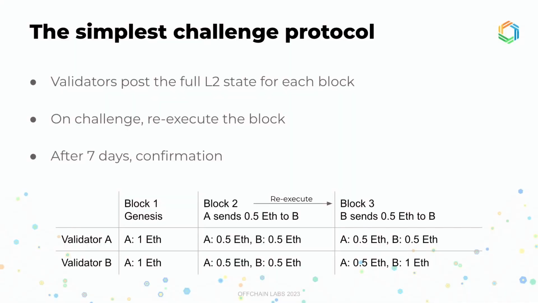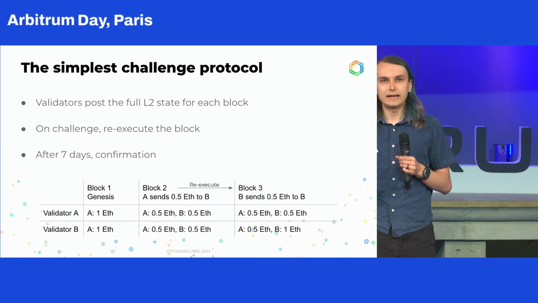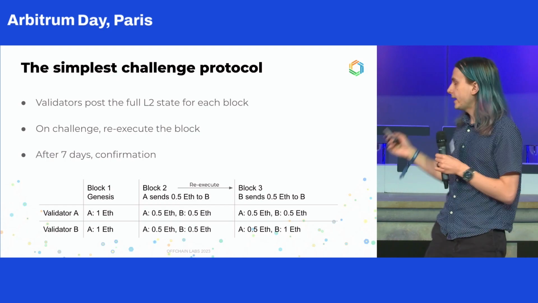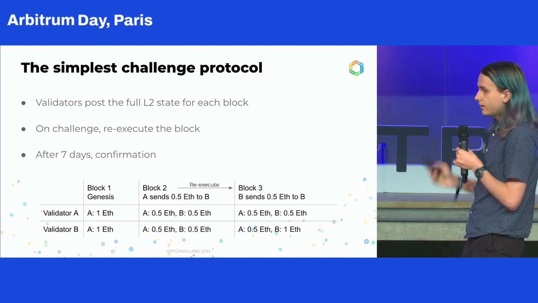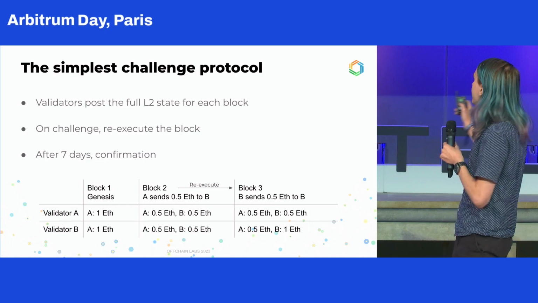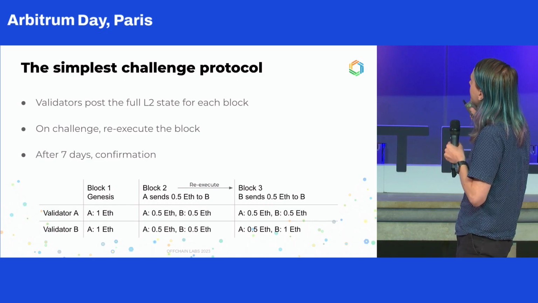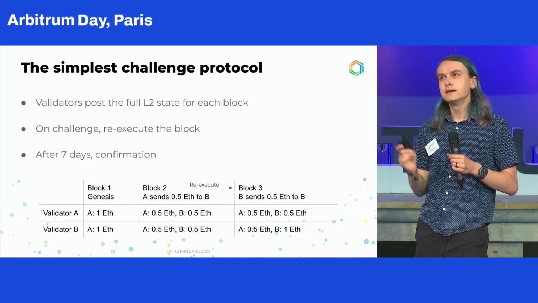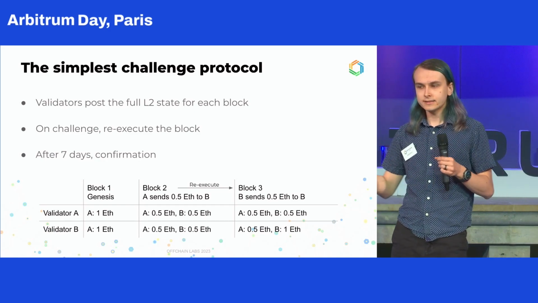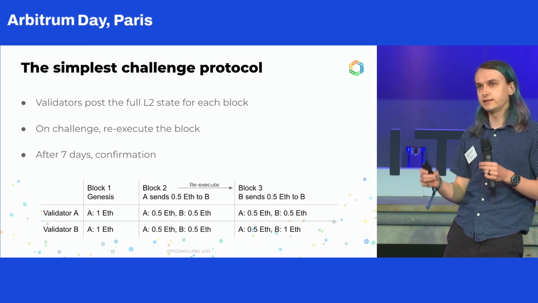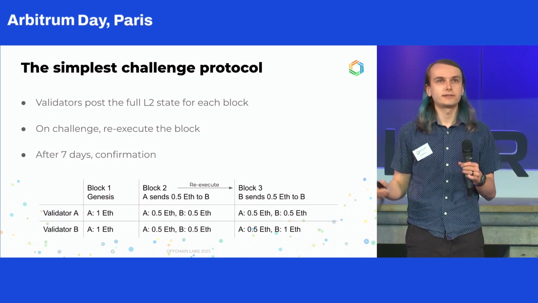This is the output state. Now, the output state is that A has 0.5 ETH and B has 0.5 ETH because A sent 0.5 to B. And both validators agree here. And if both validators agree and no one challenges that state for 7 days, then that's treated as correct. Ethereum layer 1 never needs to actually execute the transactions in this block because all of the validators agree, and so there's consensus in a way. And even if one disagreed, though, we would need to enter the challenge protocol.